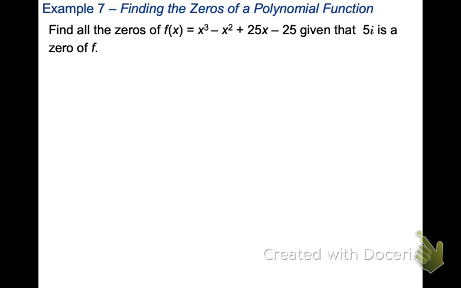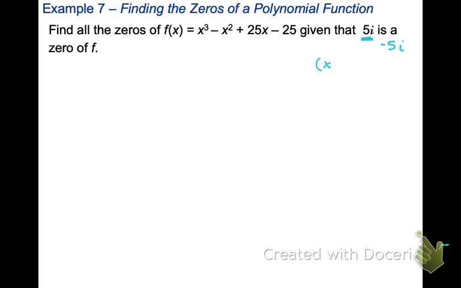Given that 5i is a zero. Would you plug in 5i? Well, you can't plug in 5i. We could do synthetic division by 5i, correct? They just tell me it is. If I know 5i is a zero, what do I also know? Negative 5i. So there's two things we could do.